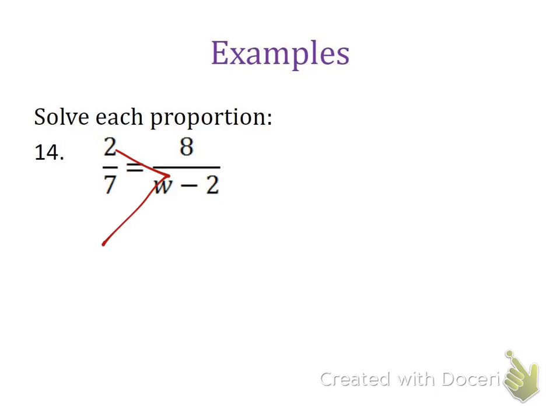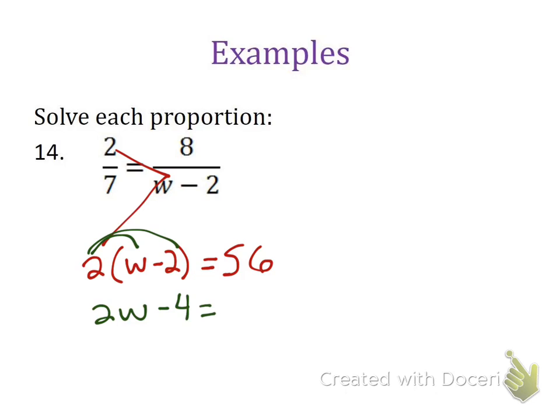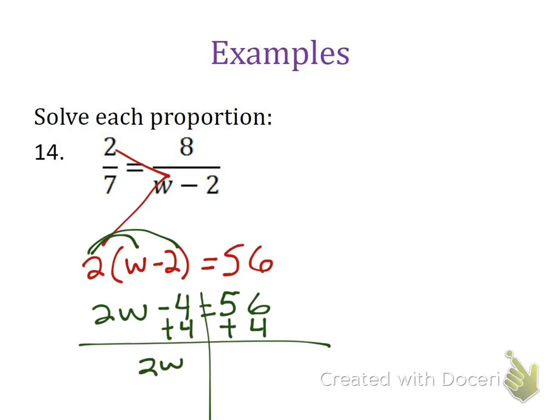Okay, so 2 times w minus 2, we're going to have to use parentheses, equals 56. So let's distribute. So 2w minus 4 equals 56. Add 4 on both sides. 2w equals 60. Divide by 2. W equals 30.